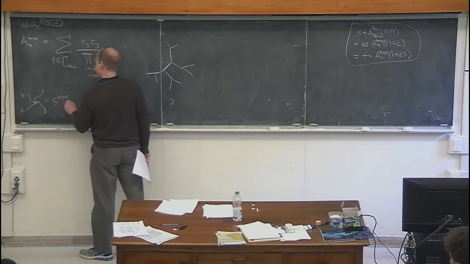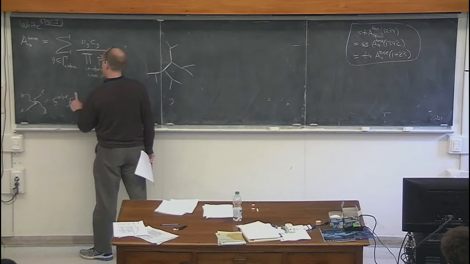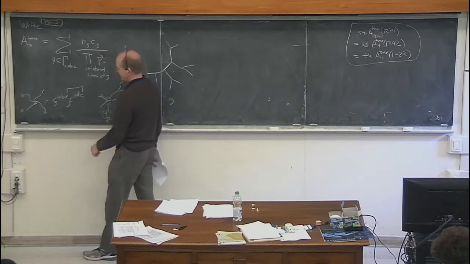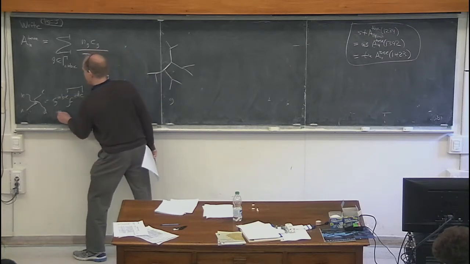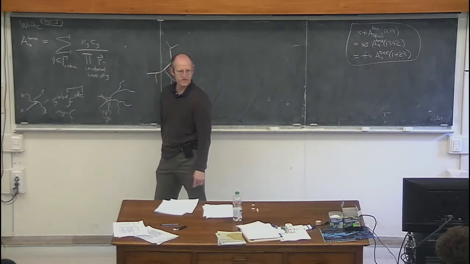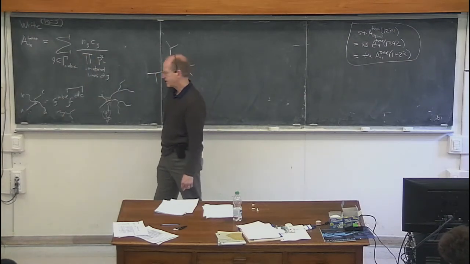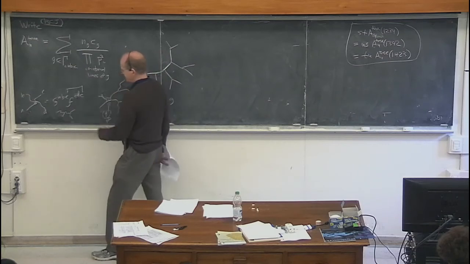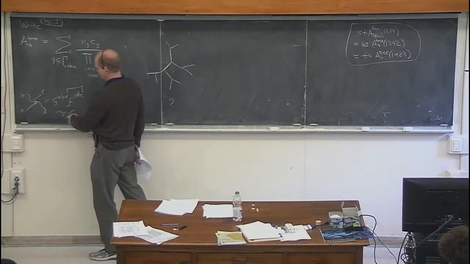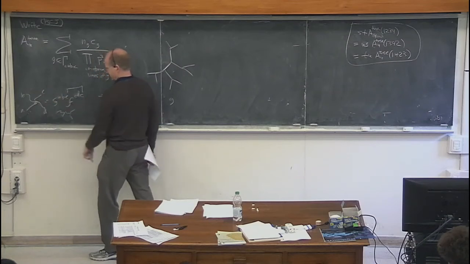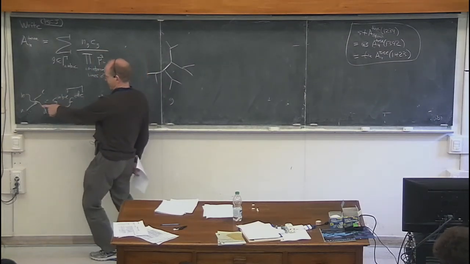So that contraction tells you that, from the color point of view, as a color diagram, it looks like this. So that tells you that you want to assign it to this cubic graph. But it didn't have a p squared in the denominator because the Feynman diagram didn't have a 1 over p squared. So you just artificially put in a 1 over p squared so that you can lump it in with the cubic graphs that look like that.